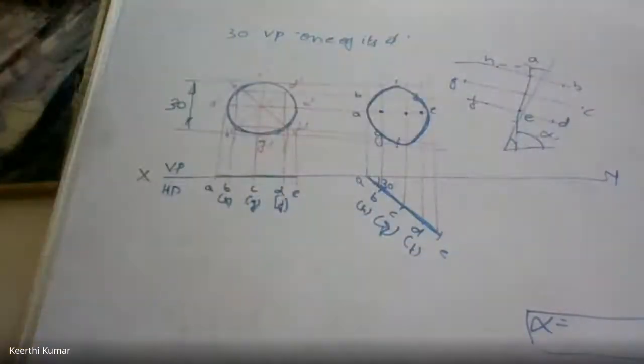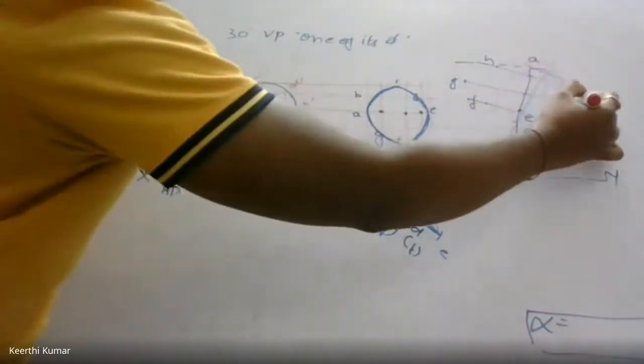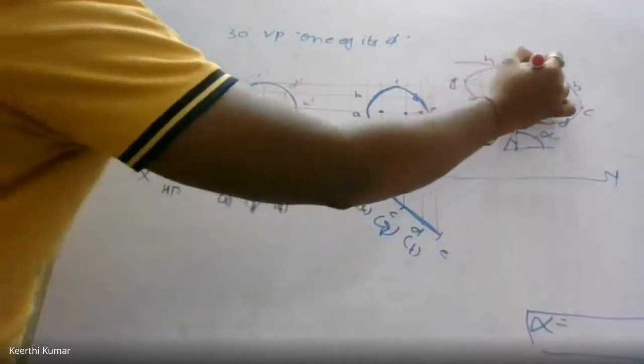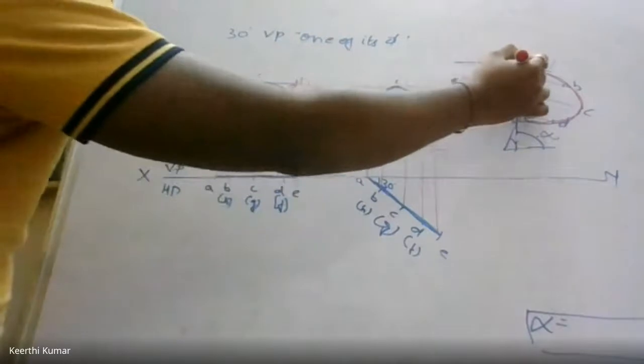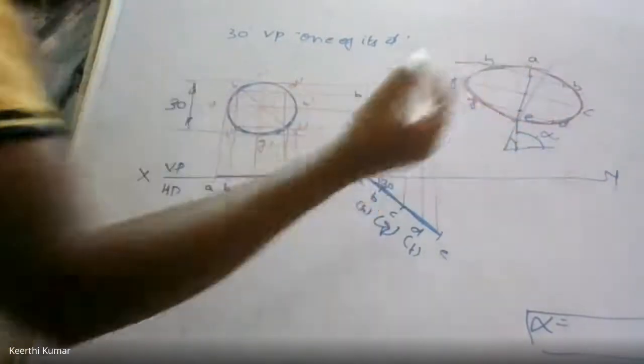If we join, it will become an ellipse. Join with a smooth curve. A to B, B to C, C to D, D to E, E to F, F to G, G to A. See, it has to look like an ellipse. Try to draw like this. Here, beta is required, means alpha is required, apparent inclination is required.